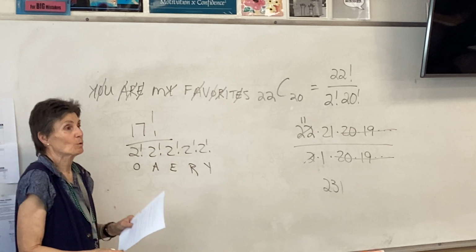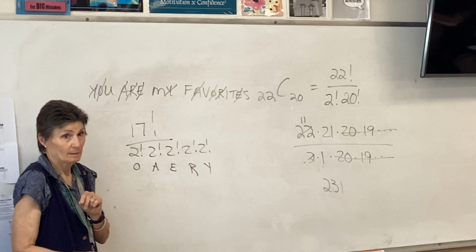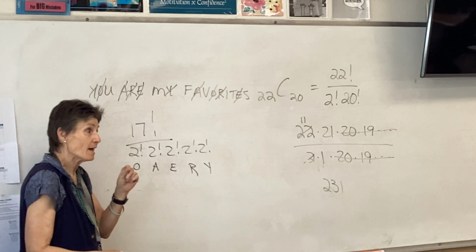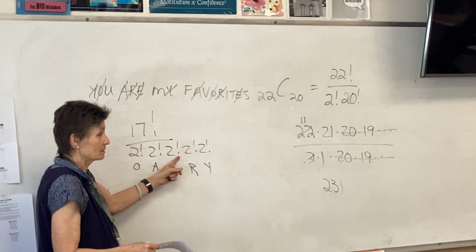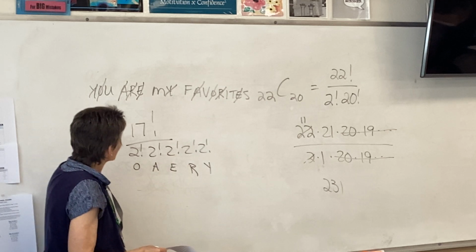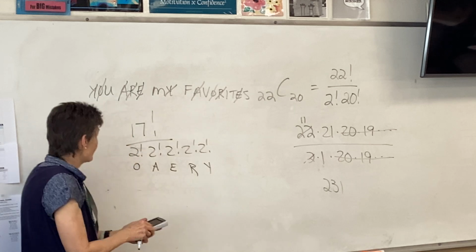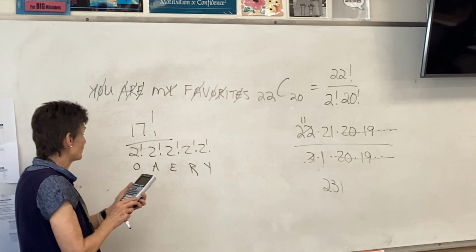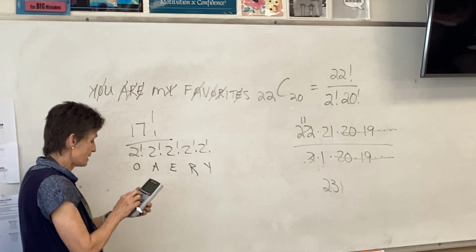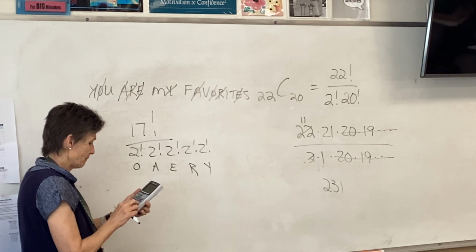Okay, so remember, we do each letter individually. So if I had 3 of something, I would have a 3 factorial down here. Is that all of them? All right, remember, these are all divisions. Please don't forget, there's no multiplication in this problem, they're all divisions. So 17 factorial.